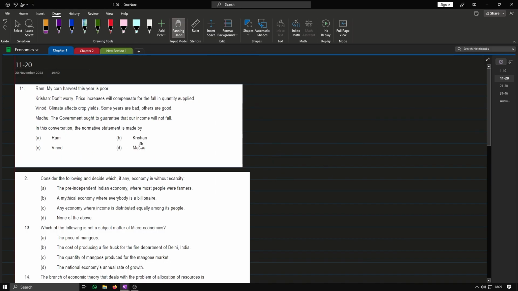Let's see question number 11. Here, they are given 4 statements and they have asked us to find who made the normative statement. So let's see. Ram, he says, my corn harvest this year is poor. Krishnan says, don't worry, price increases will compensate for the fall in quantity supplied. Vinod says, climate affects crop yields. Some years are bad, others are good. Madhu says, the government ought to guarantee that our income will not fall. So they're asking the normative statement, right? So who says a statement that should be? Here, Madhu says it ought to be. Others say the things as they are. So who made the normative statement? It's Madhu.